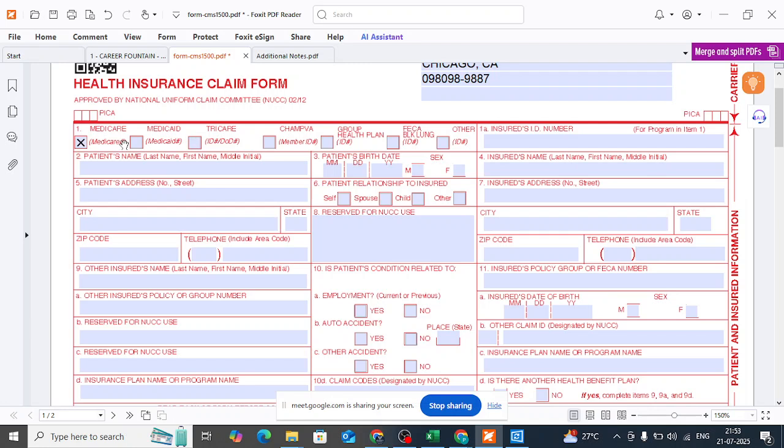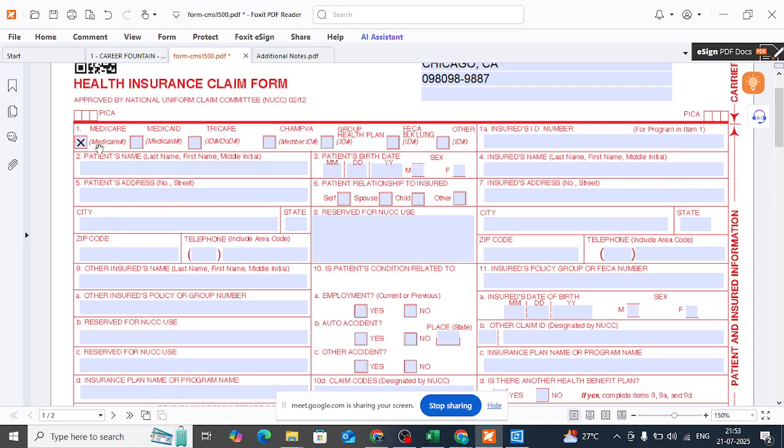Starting with box number one. There are 33 boxes in total, and you don't have to memorize all of them. I'll tell you 10 to 12 boxes that need to be remembered. In every interview they will ask one question on the claim form, about random boxes, and we should not miss that easy question. If you remember only 10 to 12 boxes, you can easily answer.